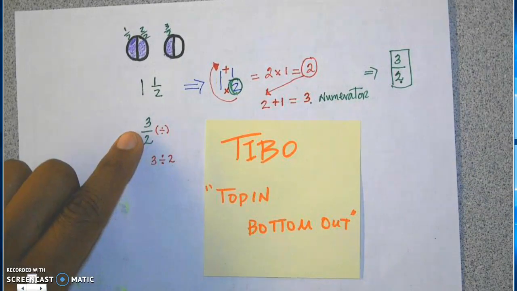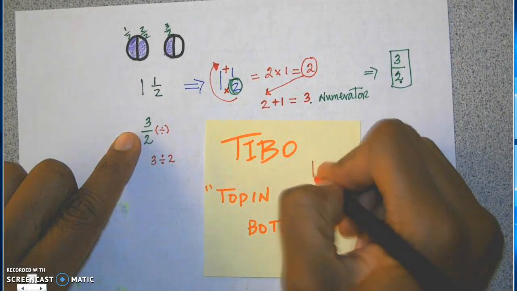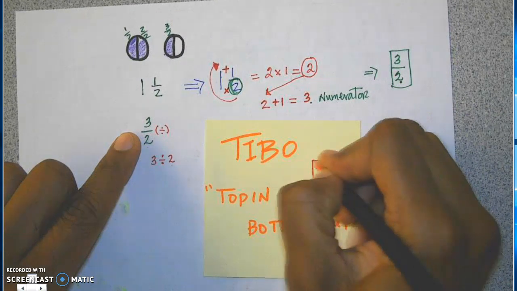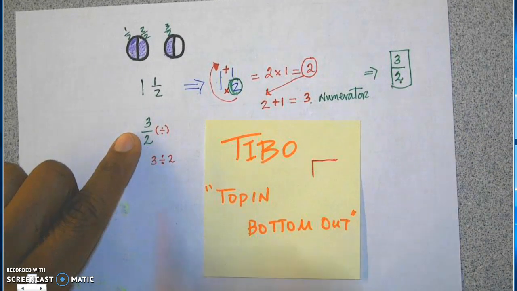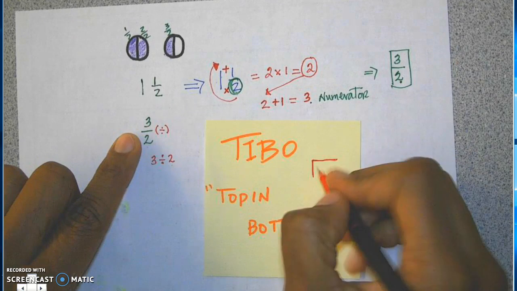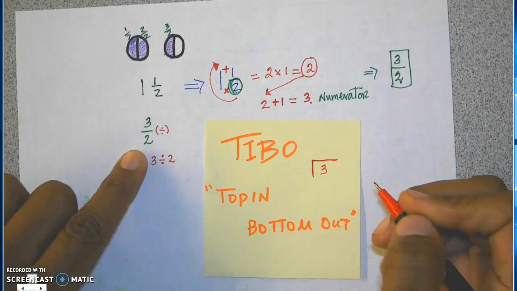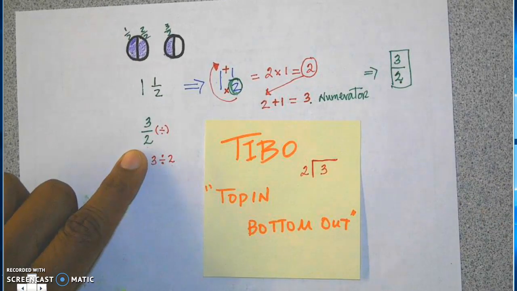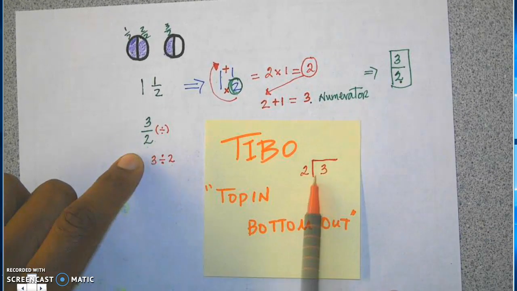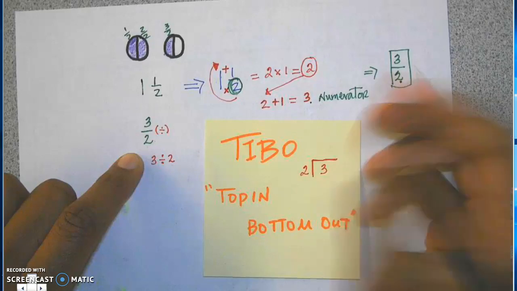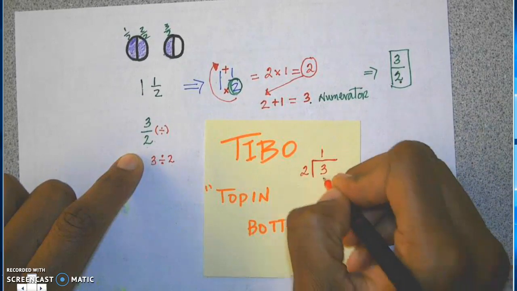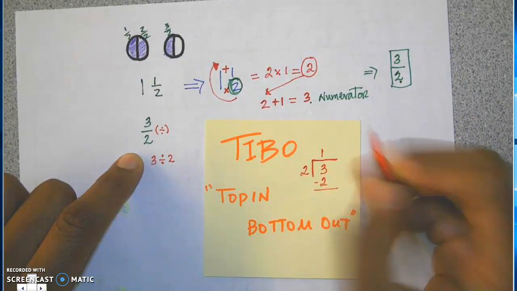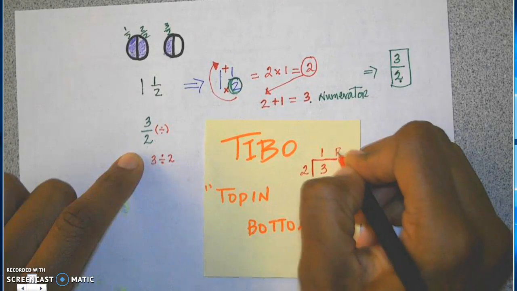When you have your fraction set up and you use your division bracket, or sometimes we call it the division house, the top number, your numerator, goes into the house, and your bottom number, the denominator, goes out or stays out. Top in, bottom out. Then we divide as normal. How many groups of 2 in 3? 1. 1 times 2 is 2. I subtract, I have a remainder of 1.